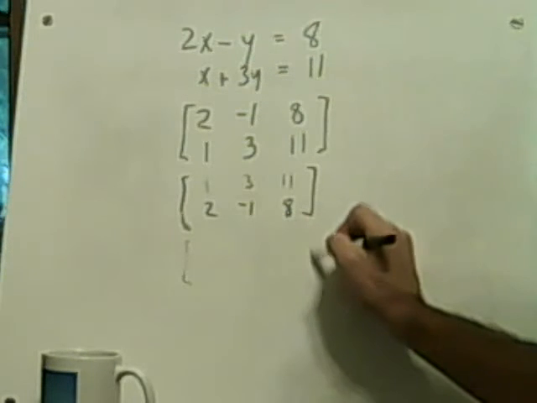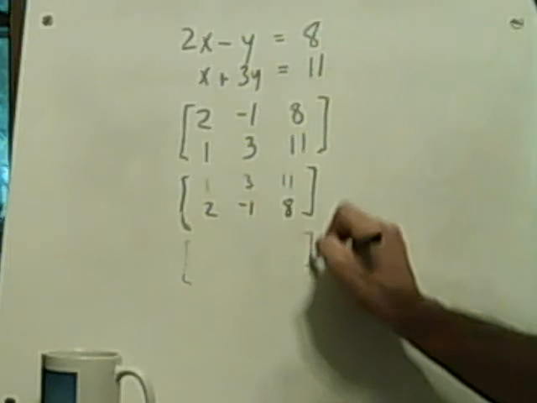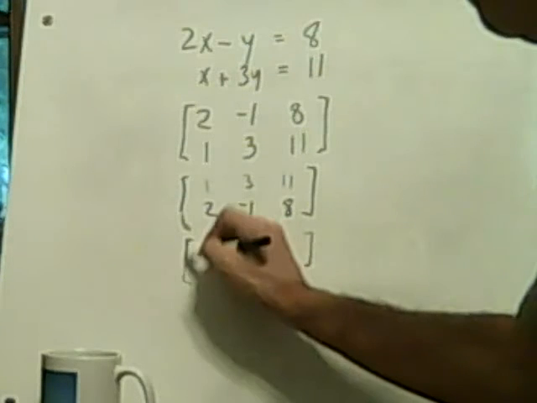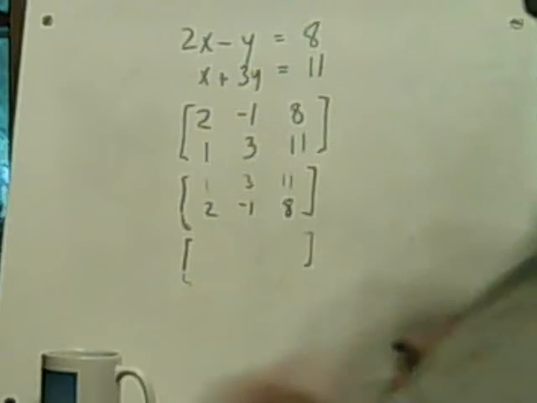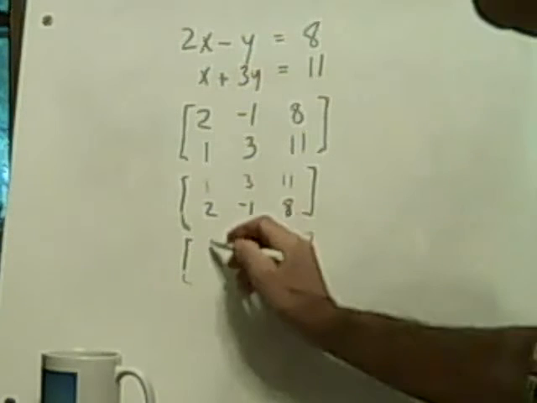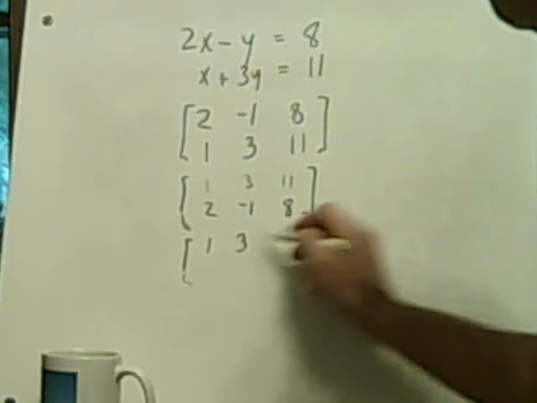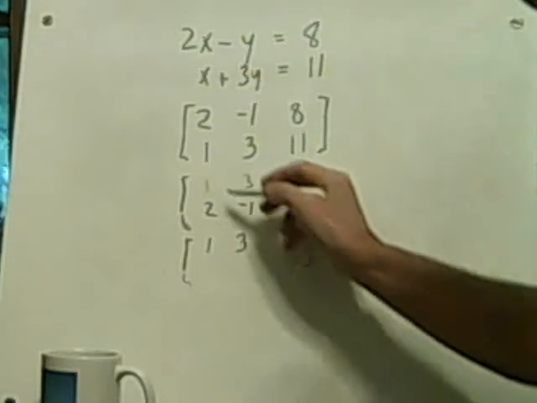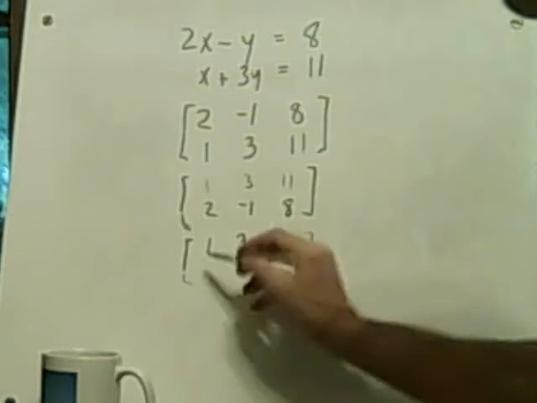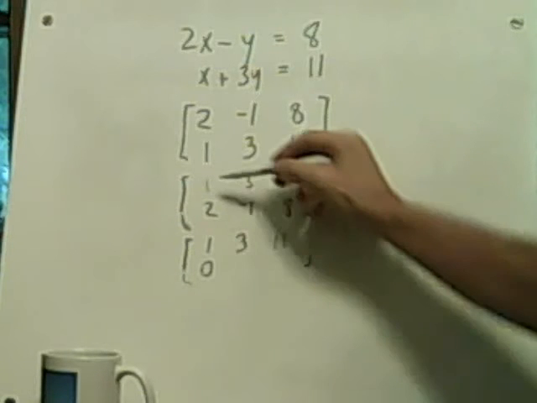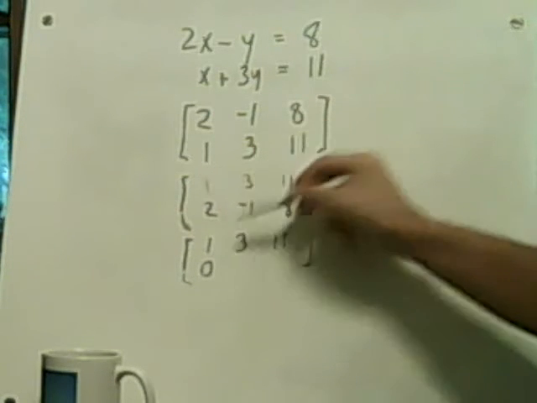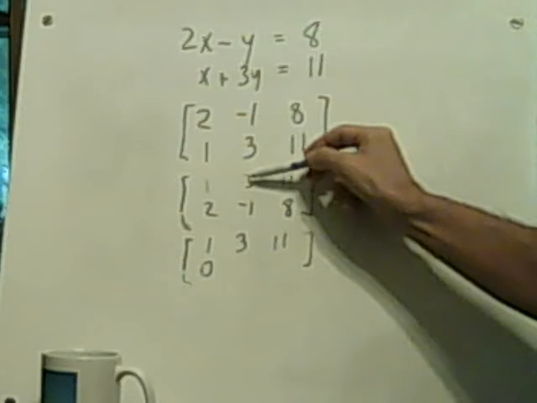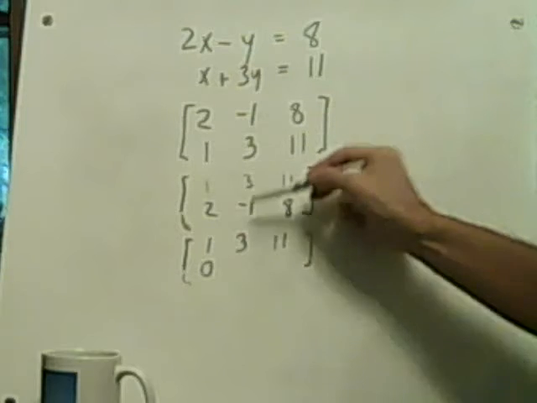Okay, so my first equation is going to stay the same on my next step: 1, 3, 11. The second equation, this first entry is going to be 0 because I'm going to take 2 minus 2. Now on this one, I'm going to double this to make 6. And I'm going to subtract a negative 1.